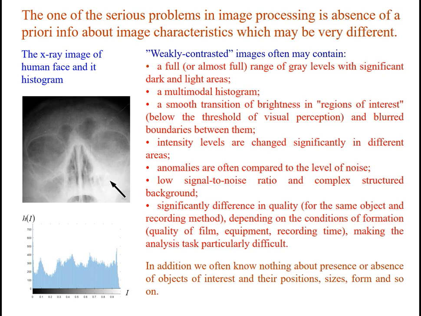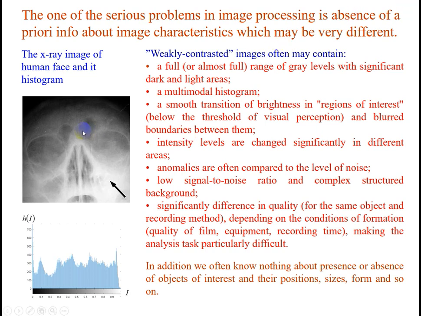Intensity levels are changed significantly in different areas. Anomalies are often comparable to the level of noise. Low signal-to-noise ratio and complex structured background significantly change the quality for the same object and recording method, depending on the conditions of formation, quality of films, equipment, and recording time, making the analysis task particularly difficult. In addition, we often know nothing about the presence or absence of objects of interest and their position, size, form, and so on.